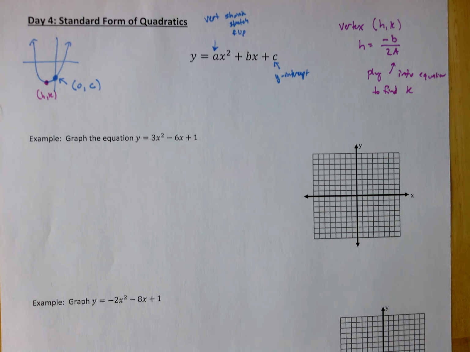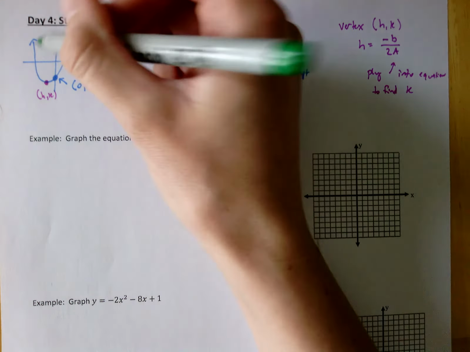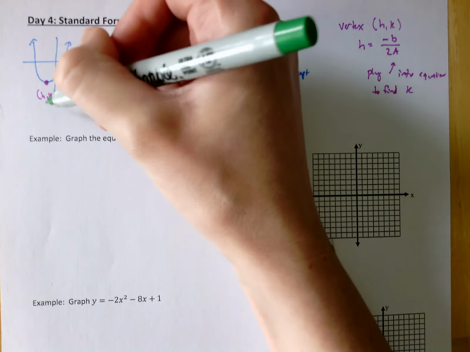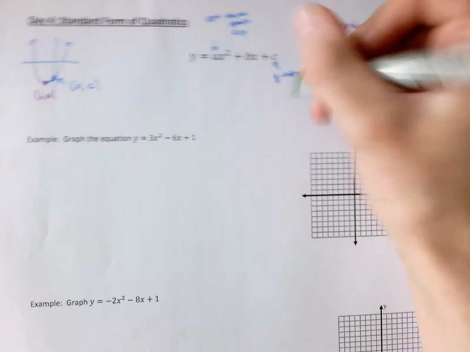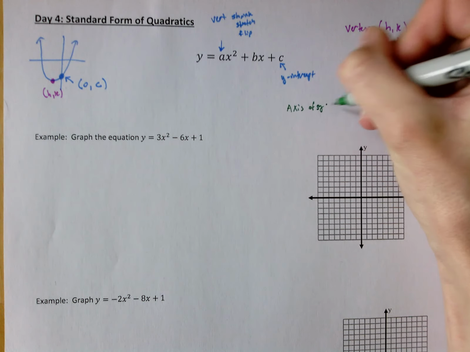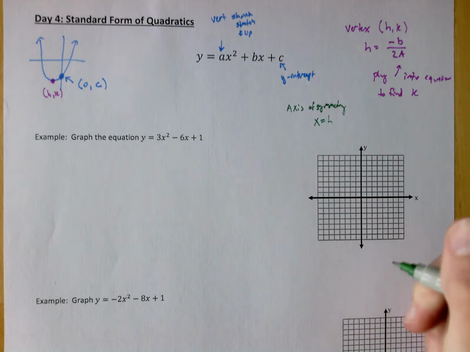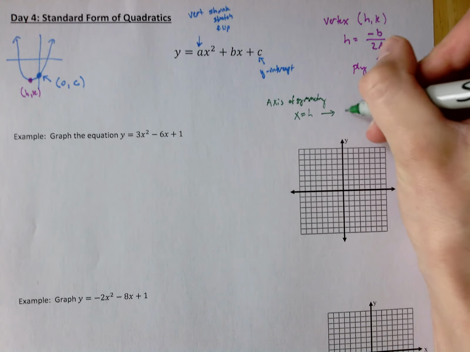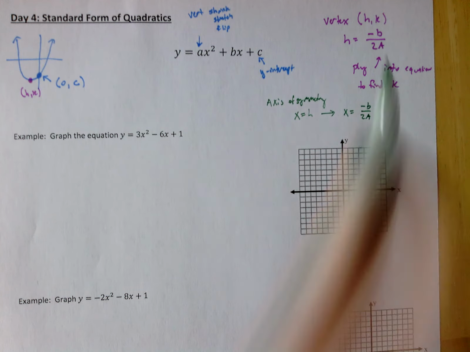All right, and then the other piece of information that we can get off of this is, of course, your axis of symmetry, right? Because once we know what these coordinates are, your axis of symmetry goes straight through your vertex. It's the equation x equals whatever h is. So your axis of symmetry is always x equals h, which in this case means it's x equals the opposite of b over 2a, because that's how we find h.